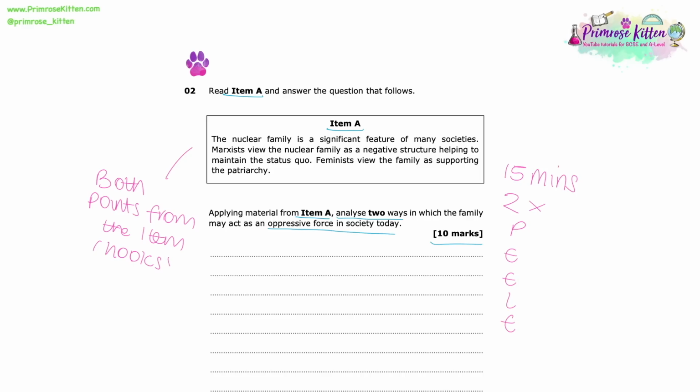And when it comes to the question, there is a key term in there that we need to understand, and that is oppressive force. So if we ever see this in a question, it is basically arguing that whatever structure you are looking at, in this case it's the family, is a negative structure in society that inflicts harsh treatment on its members. Maybe it's exploitative of specific members within the family.